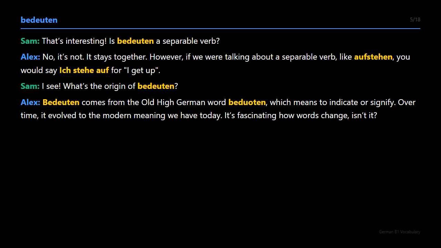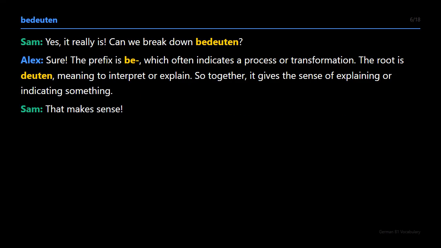Yes, it really is. Can we break down bedeuten? Sure. The prefix is be, which often indicates a process or transformation. The root is deuten, meaning to interpret or explain. So together, it gives the sense of explaining or indicating something. That makes sense.